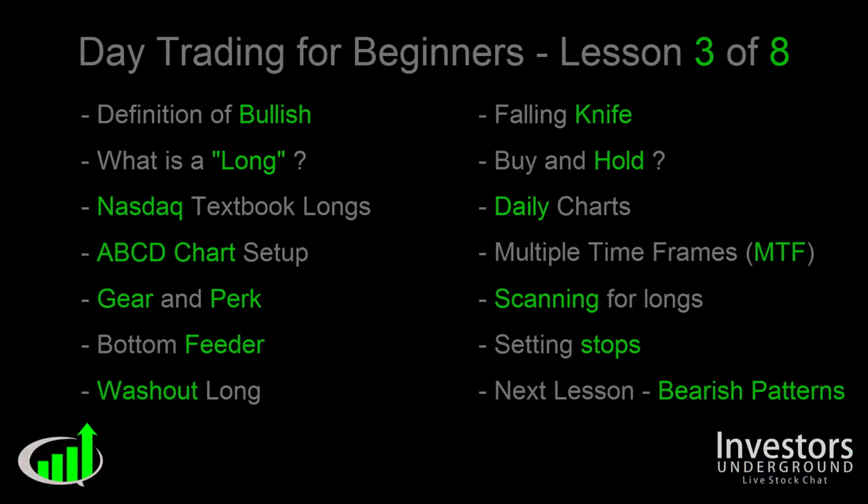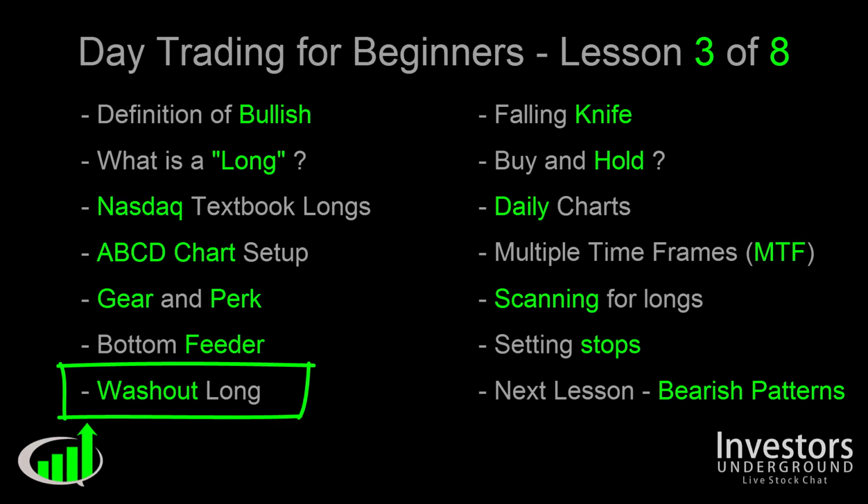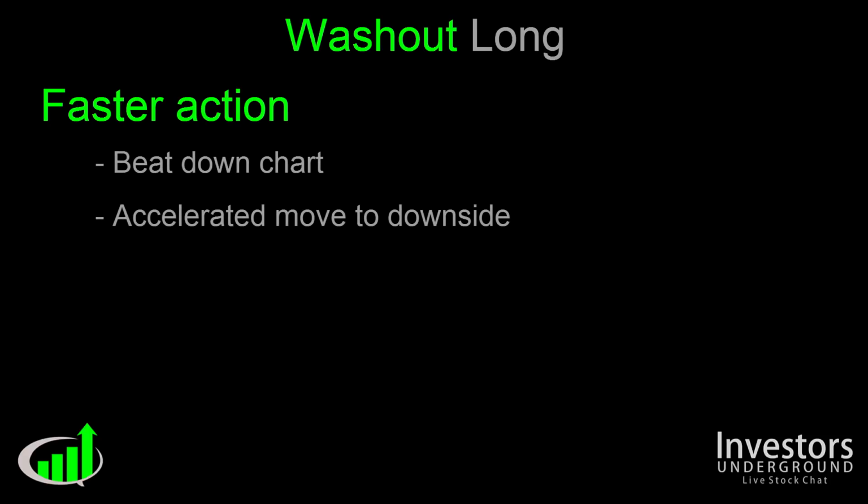So the next setup we're going to look at is the Washout Long. And we're just going to have a brief look at this because this is more of an intermediate or advanced chart setup. Essentially, this is the opposite of a parabolic short. We're looking for a stock that's pretty beat and has an accelerated move to the downside. And that acceleration is the most important part of this Washout Long.